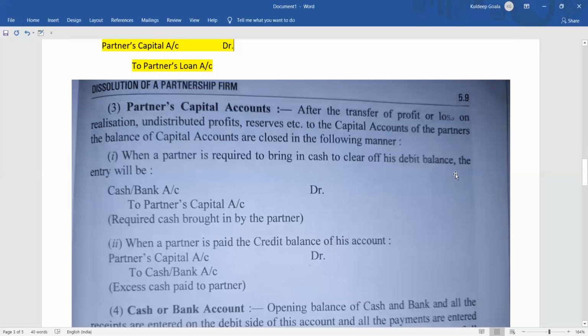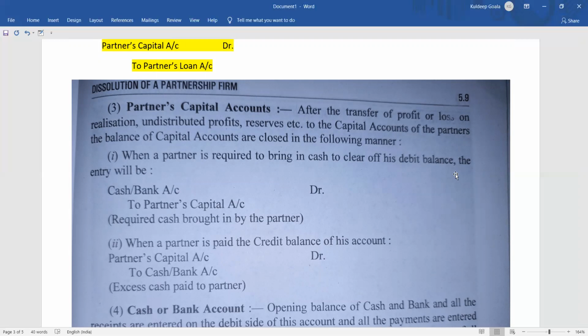अगर सब एंट्री ट्रांसफर करने के बाद देखा जाता है कि किसी एक पार्टनर का डेबिट साइड ज्यादा है, ओके, it can happen that the debit side will be more. डेबिट साइड मोर मींस लॉस, right? Debit side is more than the credit. किसी पार्टनर का अगर डेबिट ज्यादा है, लॉस ज्यादा है, debit is more than the credit, then what will you do?